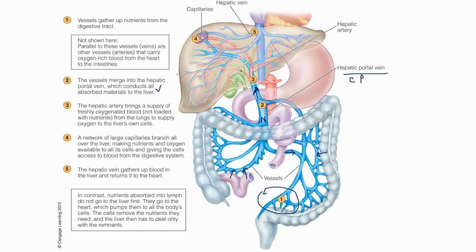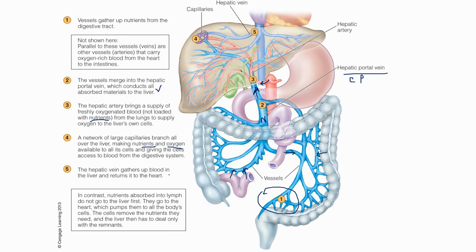The hepatic artery is bringing oxygenated blood, so that is this blood vessel right here that is bringing oxygenated blood to the liver. We talked about that in the blood vessel unit, but it doesn't have any nutrients in it. It's just rich in oxygen. A large network of capillaries branch all over the liver, making nutrients and oxygen available to all of the cells of the liver.